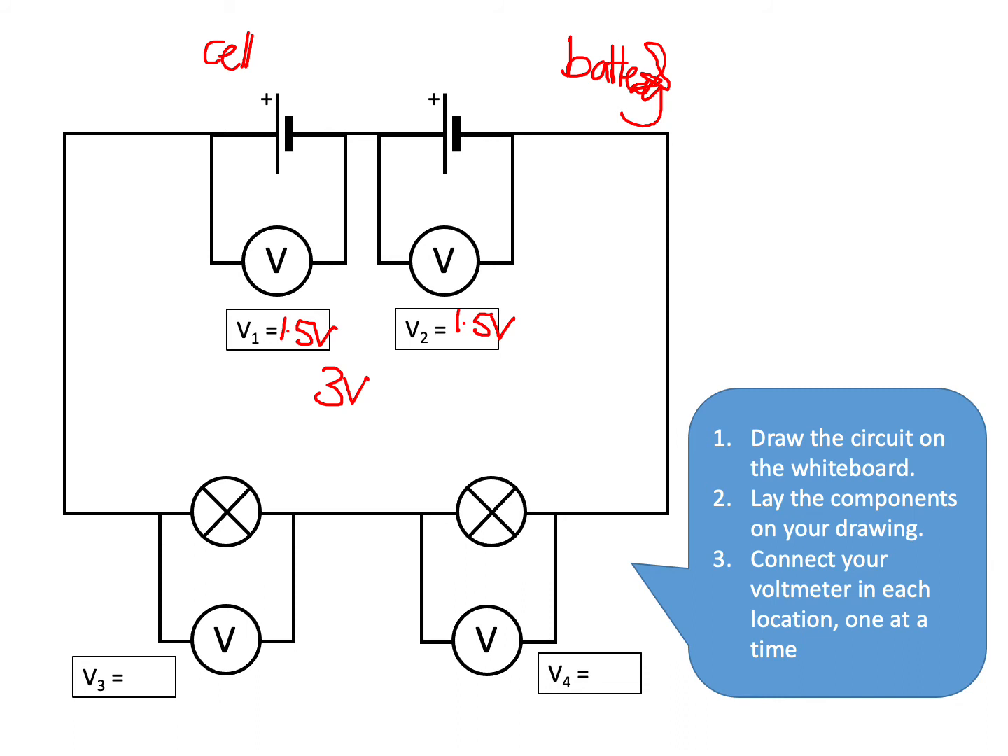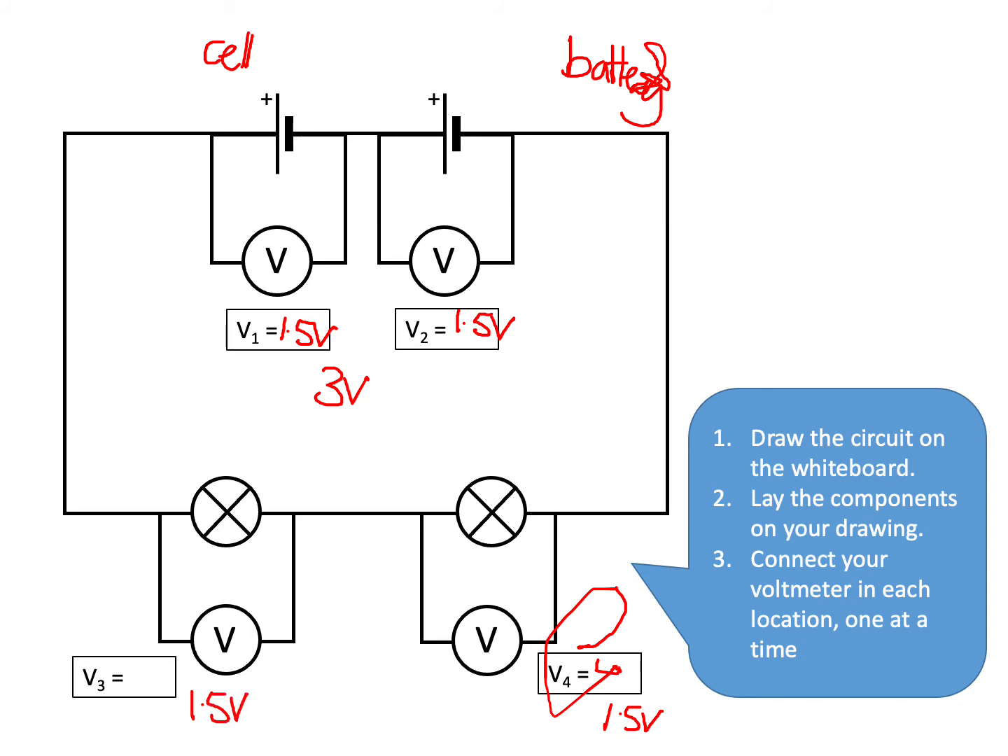These 3 volts of push are shared between the 2 lamps. So what we would find is that if these lamps are identical, then we would get a potential difference of 1.5 volts here and also 1.5 volts here.